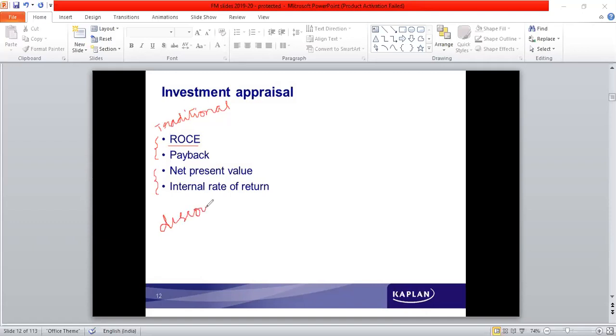For the first category, the traditional techniques, the first one is ROCE. It is simply to understand the amount of profit generated over a period of time, compare that with the cash investment, and then assess whether it is worthwhile to invest in the project or not. The next one is the payback period. Payback period is the amount of time required to get back the investment made in the business.